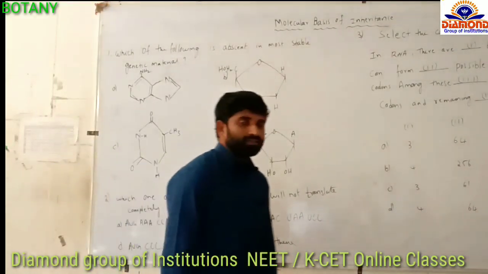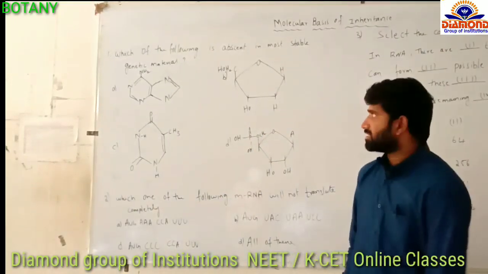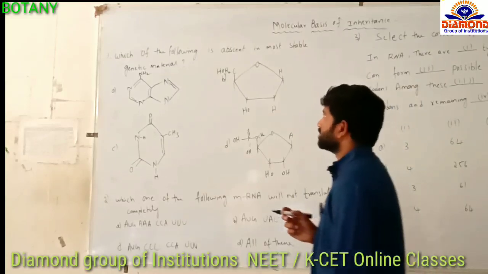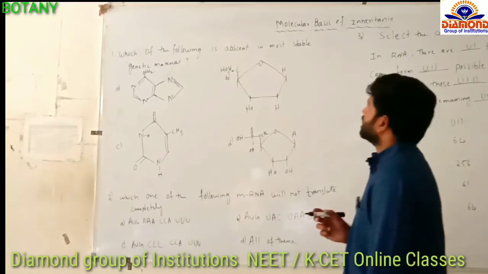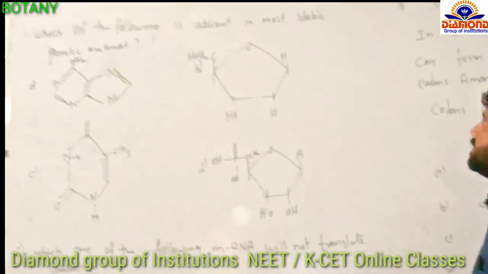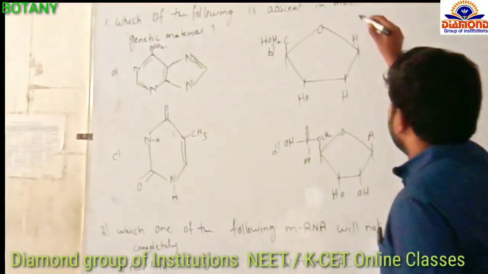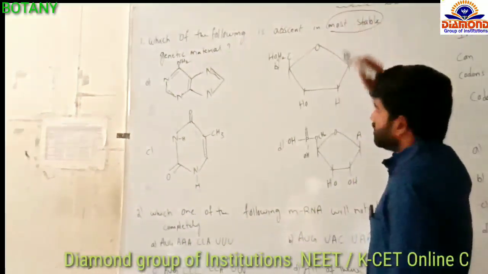Today's topic is molecular basis of inheritance. In that, we have discussed some of the questions. The first one is: which of the following is absent in the most stable genetic material? Here you want to know which is the most stable genetic material.